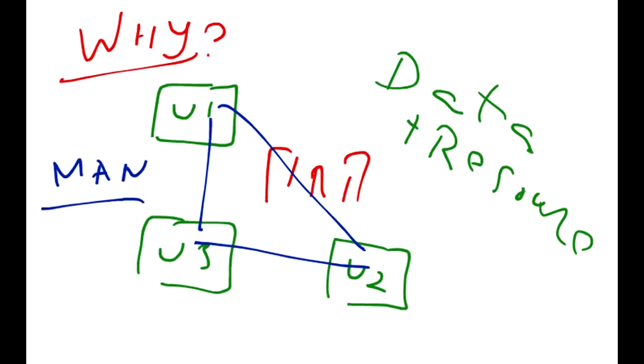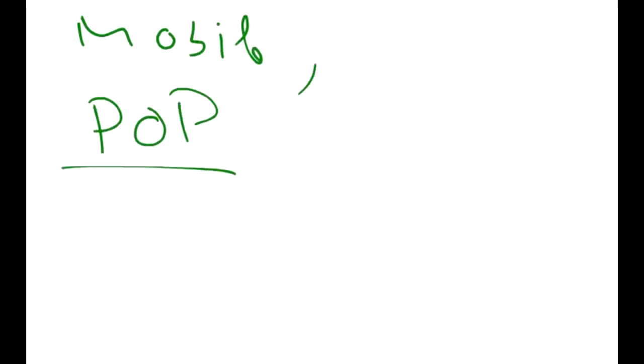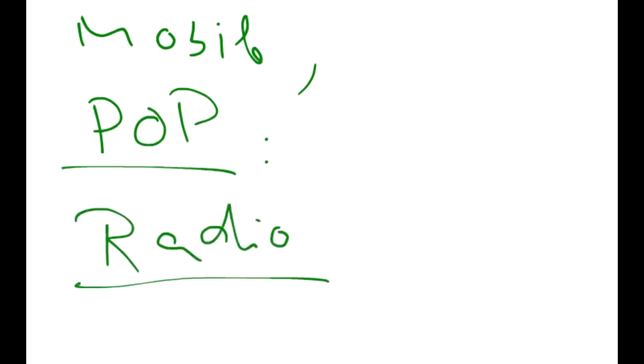And that communication medium can be just simple wires, Wi-Fi, or we can do it with the help of the satellite, or even with the help of mobile phones or point-to-point microwaves, or with the help of radio waves, we can also create MANs.